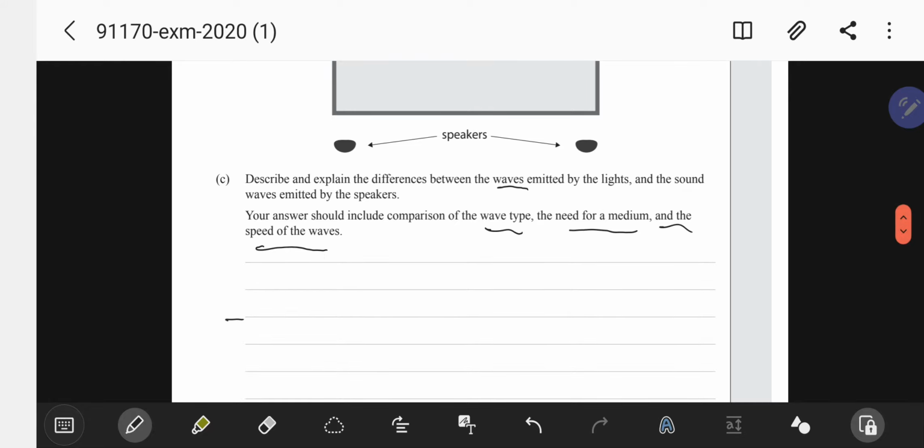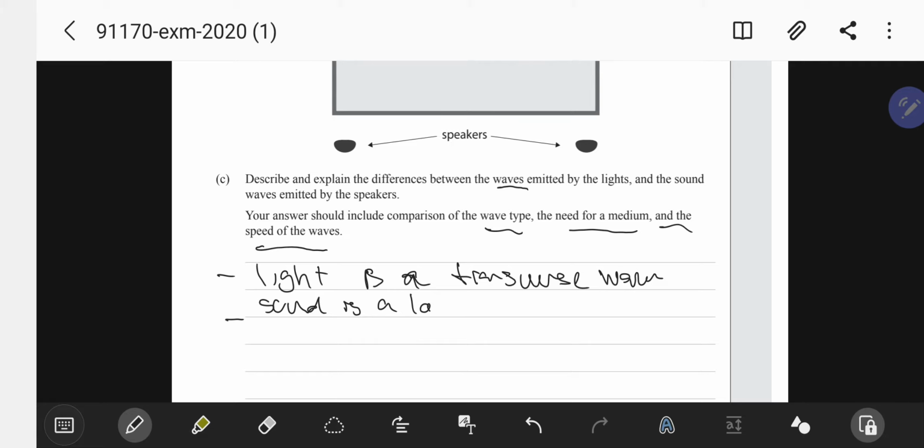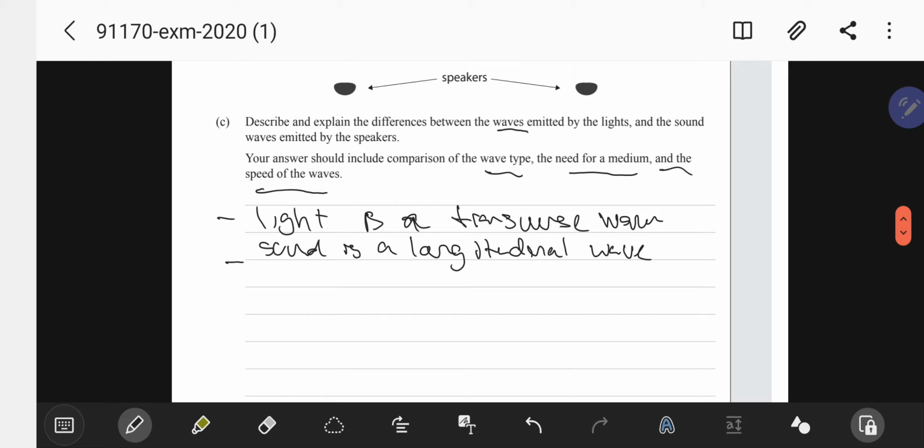Okay, so light is a transverse wave, whereas sound is a longitudinal wave. So that's the type of waves. I'm not going to write it out, I'm just covering the main points. Next, the need for a medium.